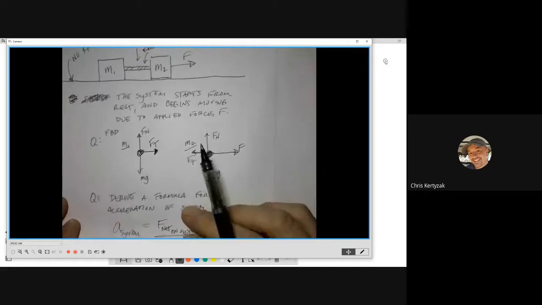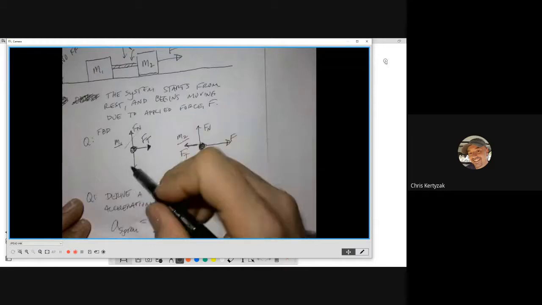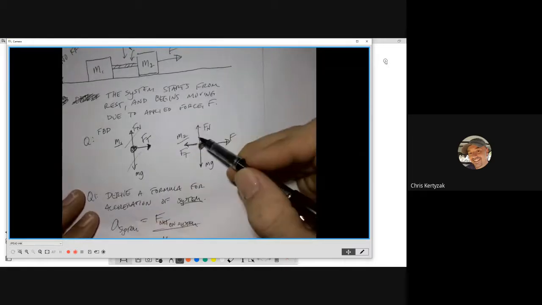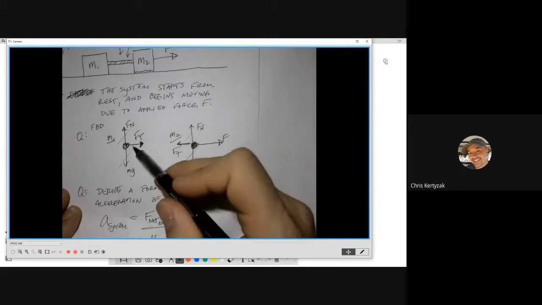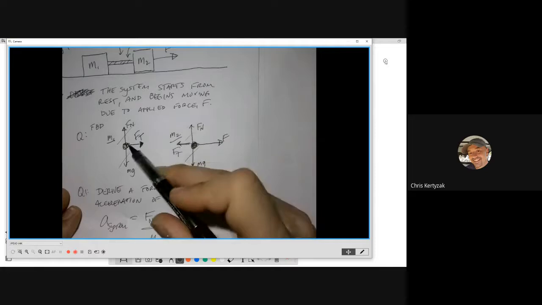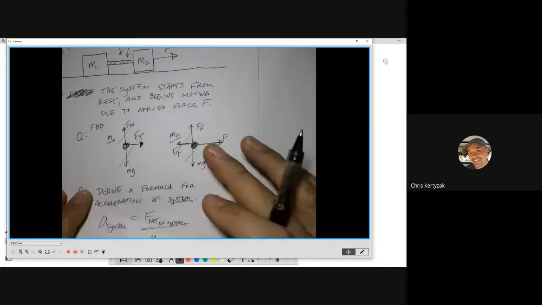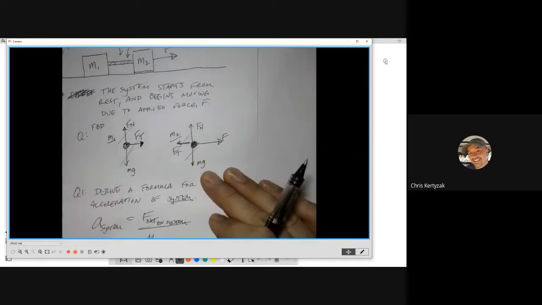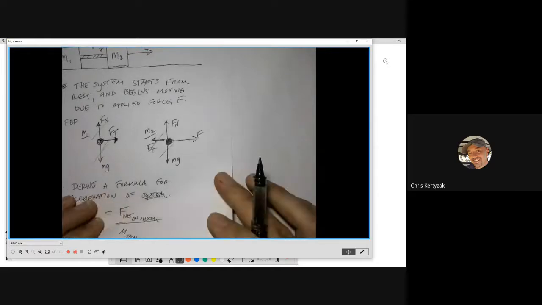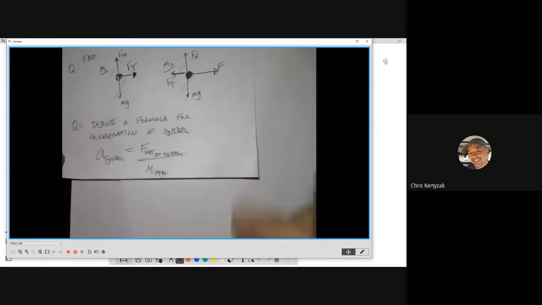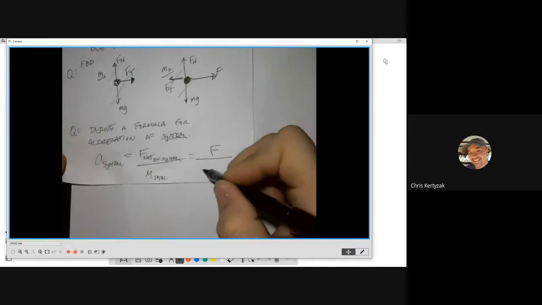This is the whole system. So again, which ones cancel for this guy? These guys cancel. Boom and boom. Those are canceled. For this one, these cancel. Boom and boom. The tension is equal amounts of force but opposite direction on both. So those cancel. Boom and boom. So that means we only have one unbalanced force, F. The total mass of the system is just M1 plus M2.